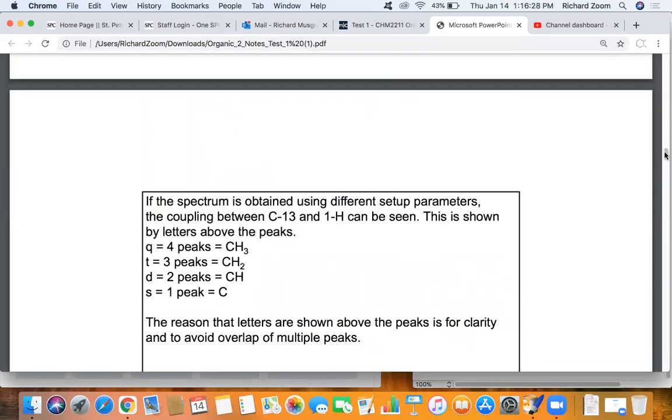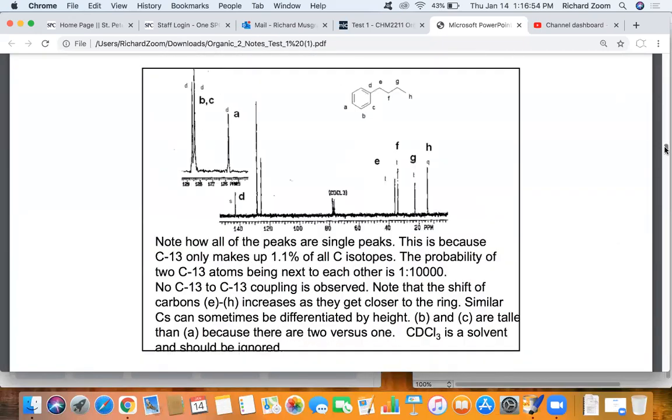But the letter codes are as follows. Q is a quartet, and that's 4 peaks, which would be a CH3. T is called a triplet, that's 3 peaks, and that's a CH2. D is a doublet, that's 2 peaks, that would be a CH. And S is a single peak, 1 peak, which is a C without any hydrogens on it. So that enables me to look at each of these peaks and tell what kind of carbon we're dealing with, how many hydrogens are attached to it.